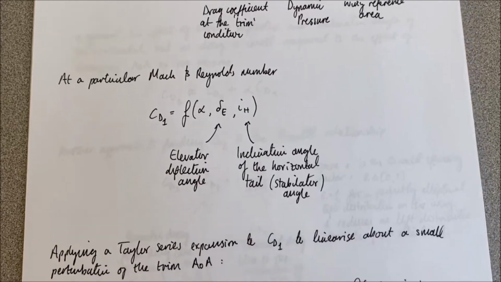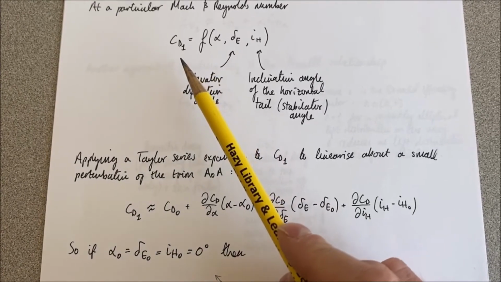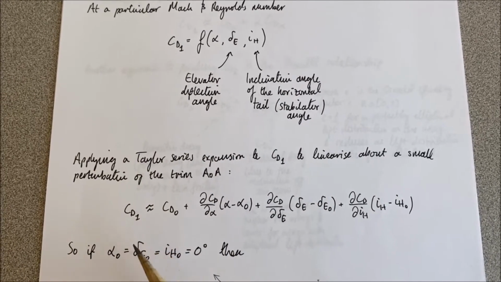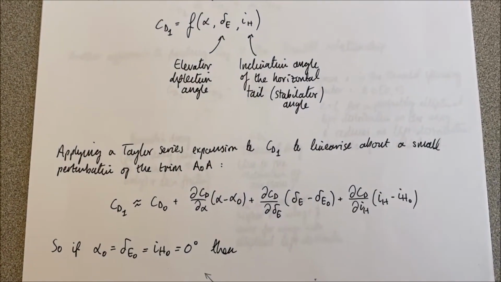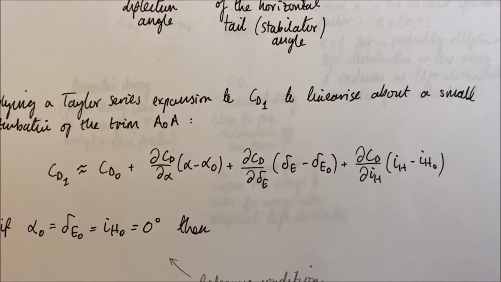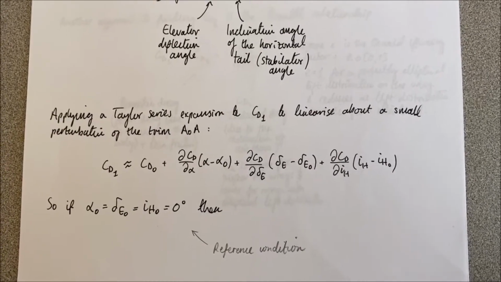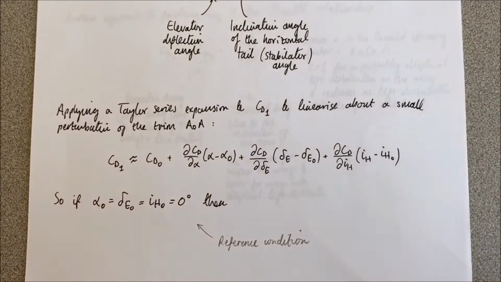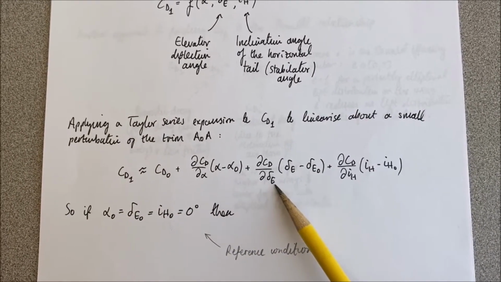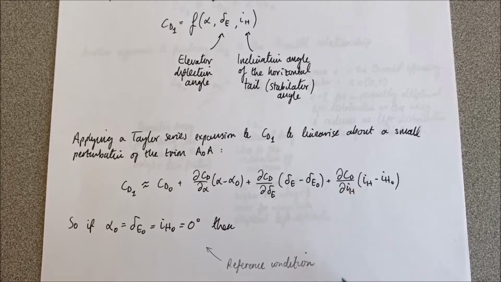So what we do is we apply a Taylor series expansion to the expression for the drag coefficient. We expand this out and linearize about a small perturbation in the trim angle of attack, so we get this expression here. CD0 is the drag coefficient associated with the trim angle of attack. Then we have these three extra derivatives, one with respect to angle of attack, one with respect to the elevator deflection angle, and one with respect to the inclination angle of the horizontal tail.